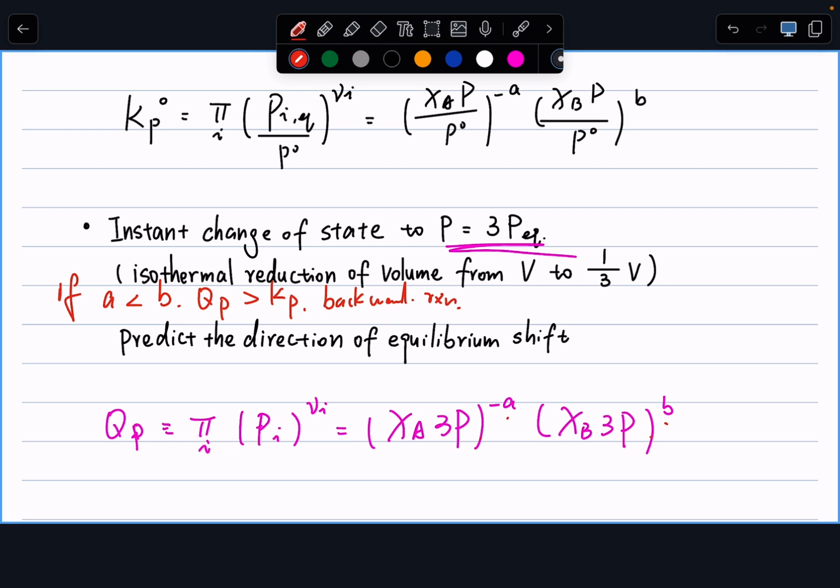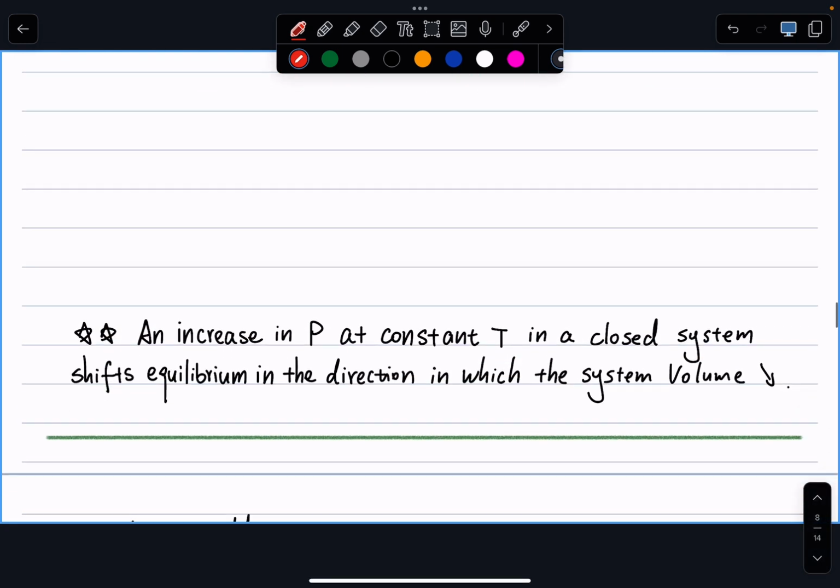Or we can generalize this conclusion to say an increase in pressure at constant temperature in a closed system shifts equilibrium in the direction in which the system volume decreases.